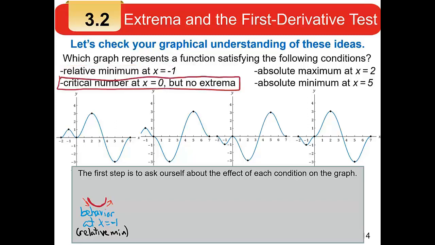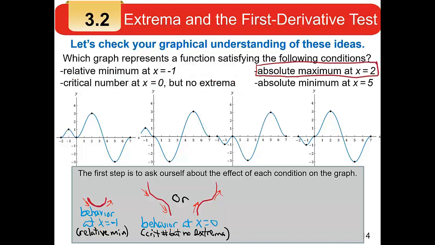The second condition says there's a critical number at 0 but no extrema. Remember, you have no extrema at a critical number when it doesn't go down, up, or up, down. It either goes down, down, or up, up. So it would either be down and down, or up and up. That's what the behavior around x = 0 would be.